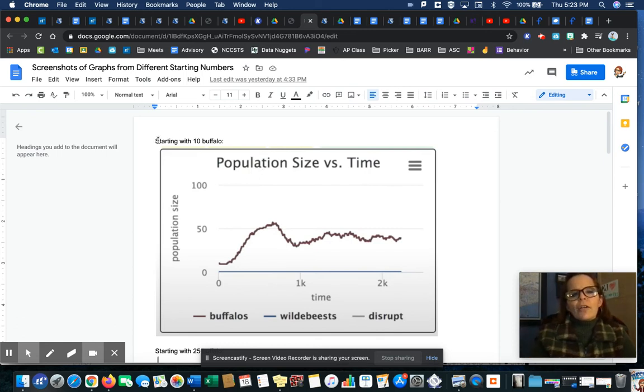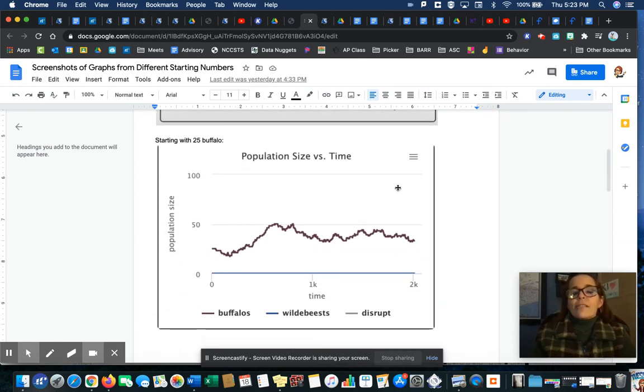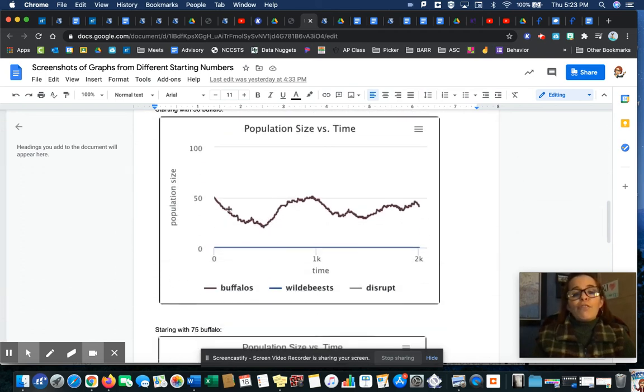So this is starting with just 10 buffalo. And here we have what the man in his simulation did. He started with 10, it went a little bit above 50, and then fluctuated right around 40. Okay, that's starting with 10. Starting with 25 buffalo, it dipped a little at first, but then it went up to right around 50, and then fluctuated around 40 again. Here's 50. This is the one we just did. Very similar. It was a different simulation, but the results were almost identical.